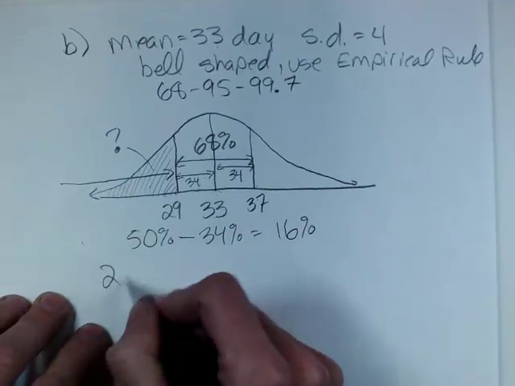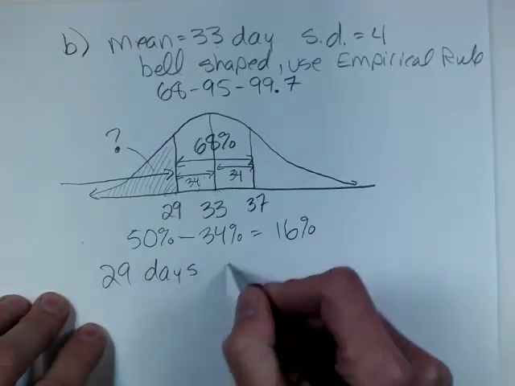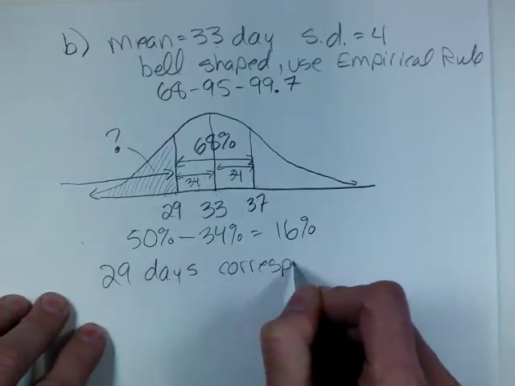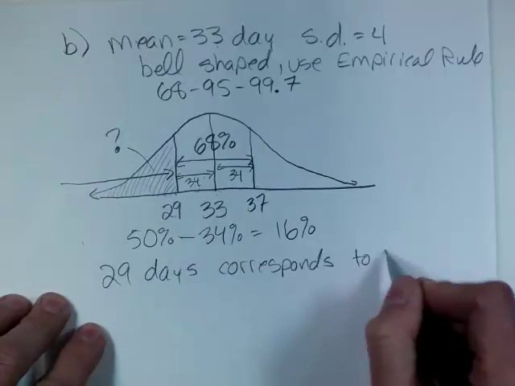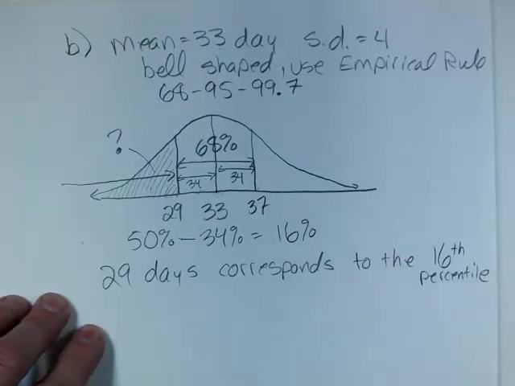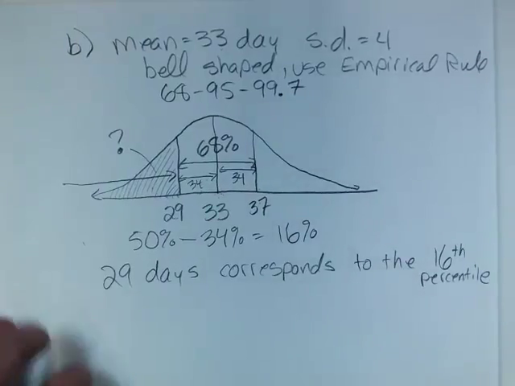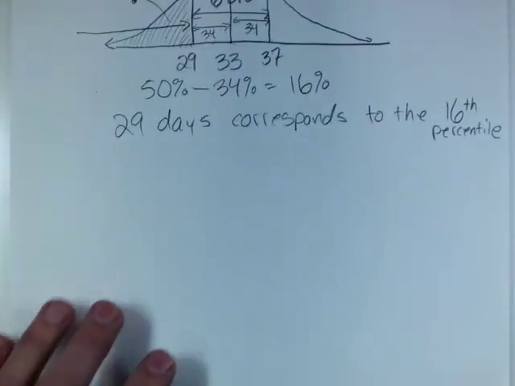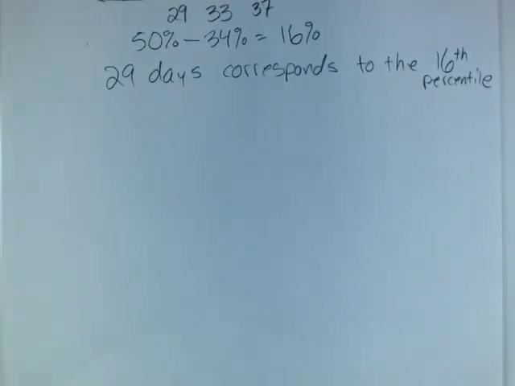So 29 days corresponds to the 16th percentile. Does that make sense? All right, so the hard part is done. Now we just need to do that same thing for the other two.